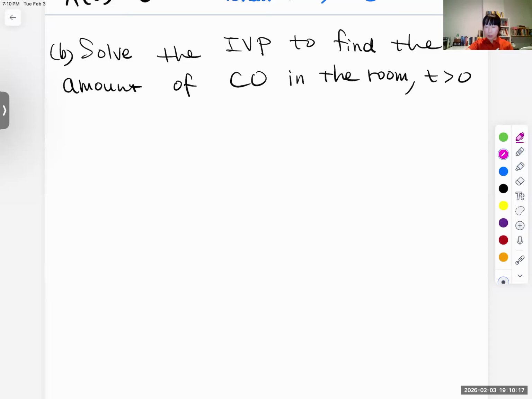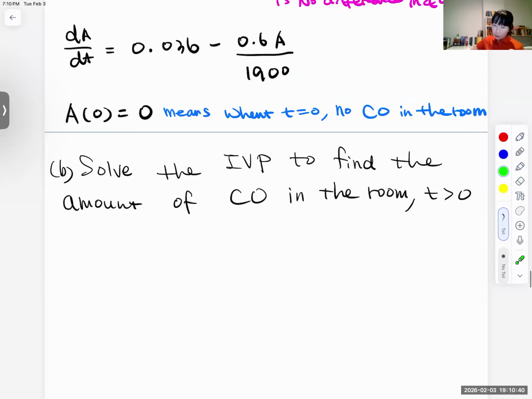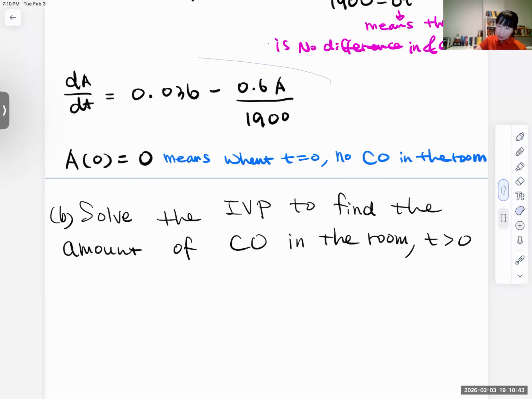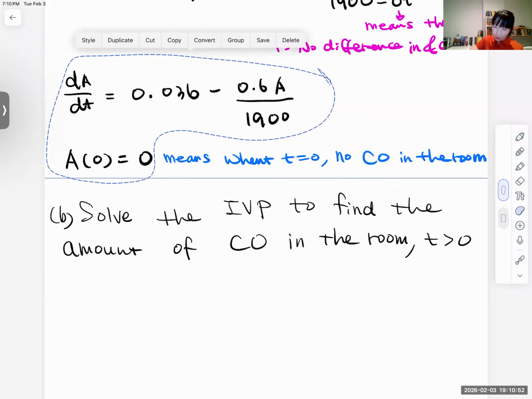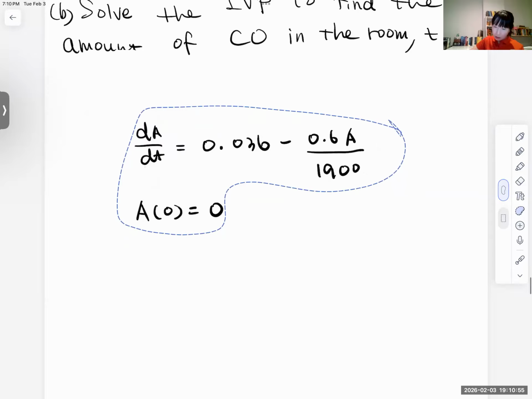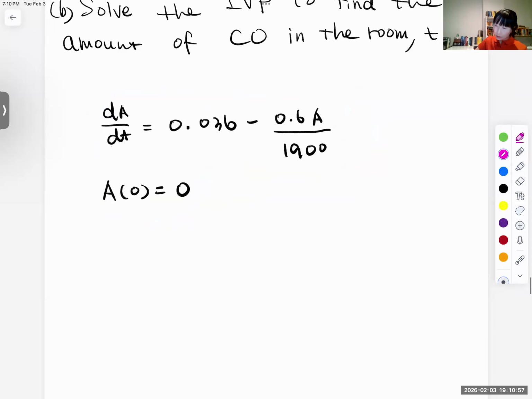Okay, so second part, let us solve the initial value problem, right? So IVP means initial value problem, to find the amount of CO in the room when T is greater than 0, right? If T equal to 0, we get 0, right? Okay. From the previous one we have this one, right? So let's use that.